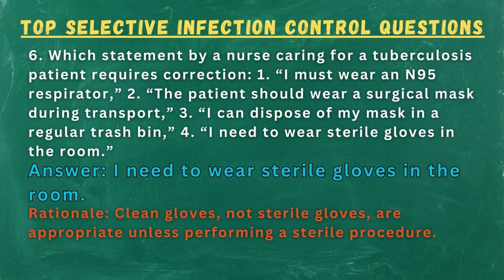6. Which statement by a nurse caring for a tuberculosis patient requires correction? 1. I must wear an N95 respirator. 2. The patient should wear a surgical mask during transport. 3. I can dispose of my mask in a regular trash bin. 4. I need to wear sterile gloves in the room. Answer: I need to wear sterile gloves in the room. Rationale: clean gloves, not sterile gloves, are appropriate unless performing a sterile procedure.